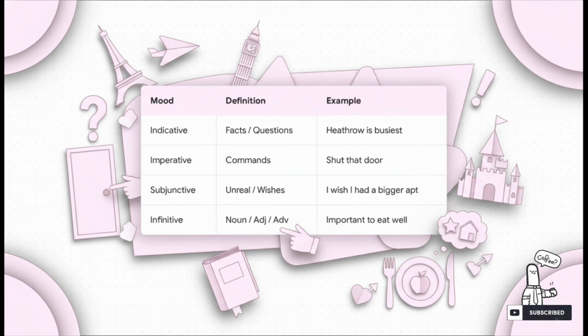Then we have the subjunctive mood. This is the realm of the imaginary, the hypothetical, the wished for. Think, I wish I had a bigger apartment. And finally, the infinitive mood is a bit unique. It uses to plus the base verb, like to eat. And instead of anchoring an action in time, it actually acts a lot more like a noun, adjective, or adverb.